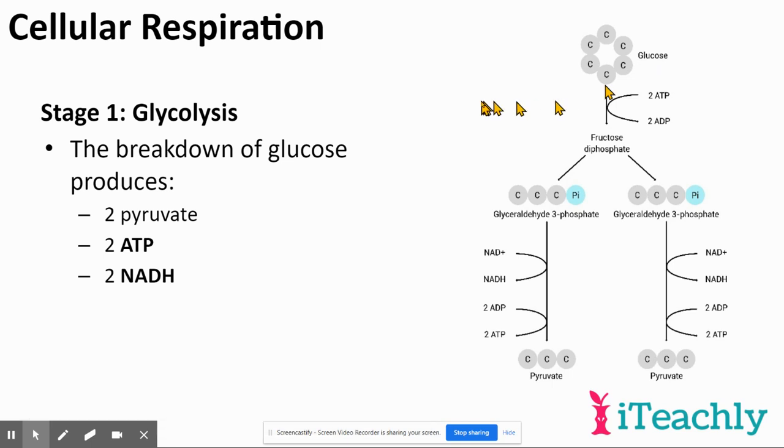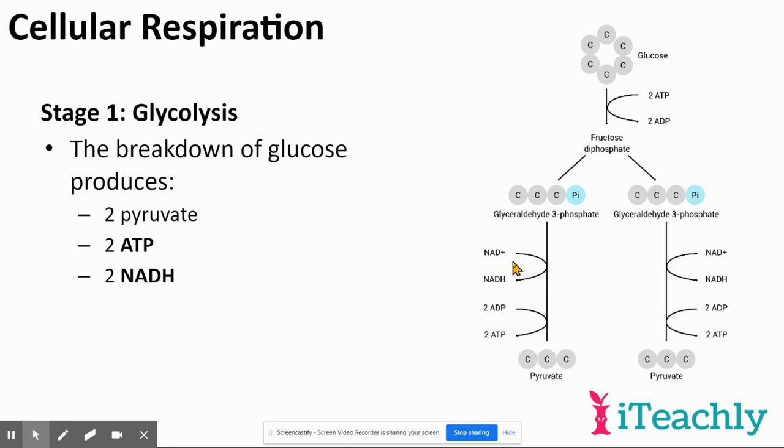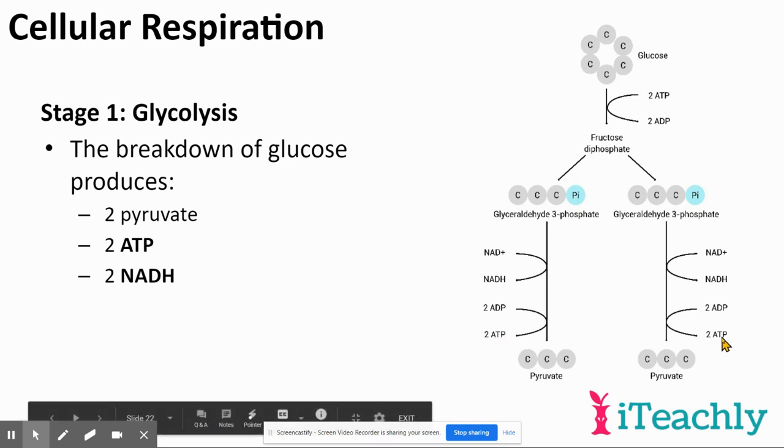And so the breakdown of glucose is going to make 2 pyruvate. It's going to make 2 ATP, and it's going to make 2 NADH, right? I'm not sure why that is not 4. This should be 4, I think. I think this number here should be 4, because 2 and 2 are 4. Okay.